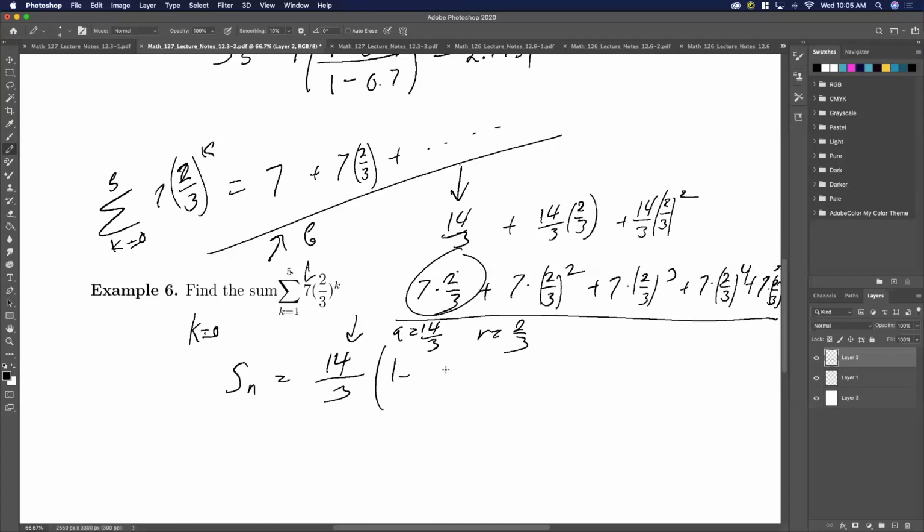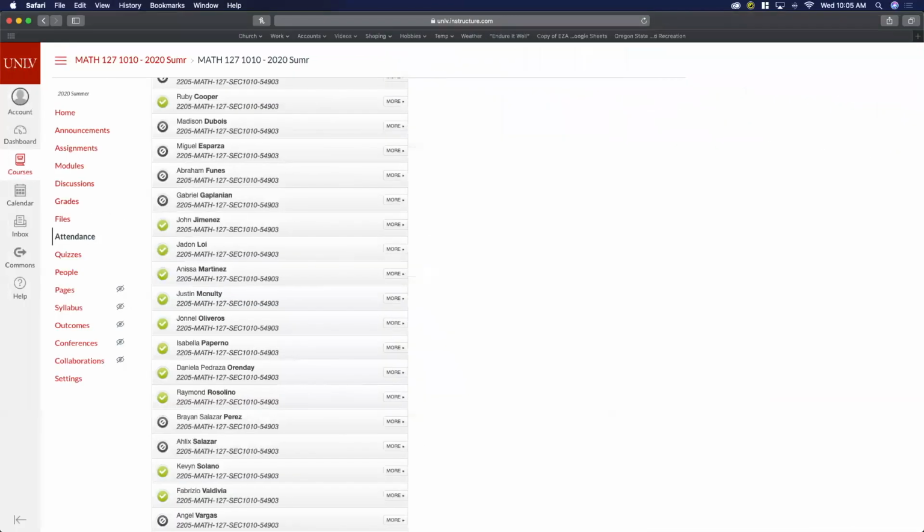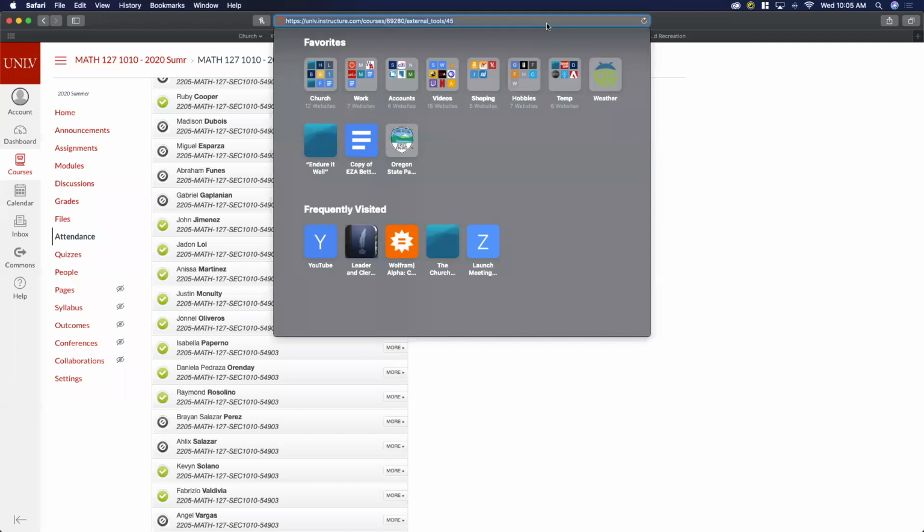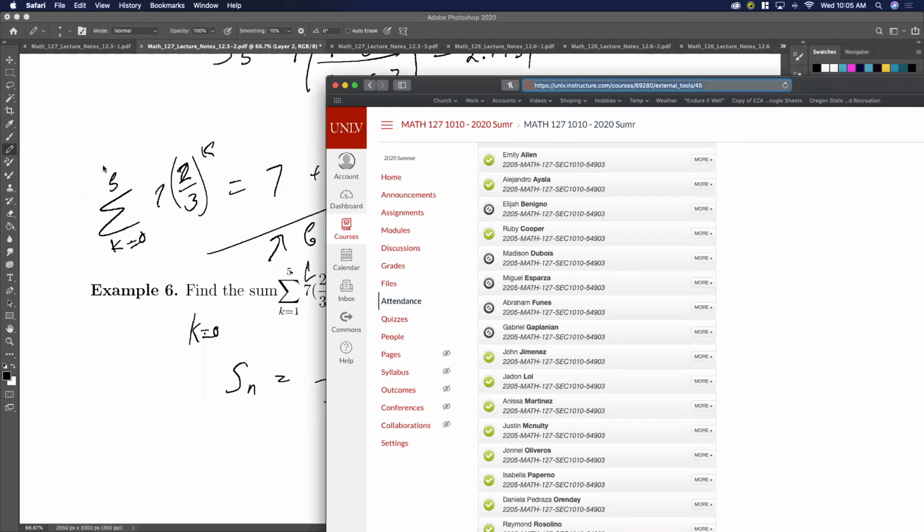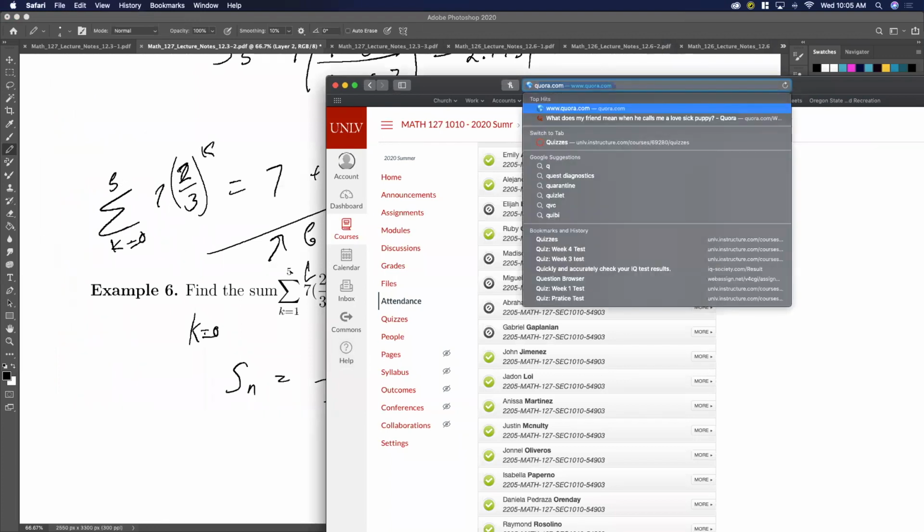So here I'll have 1 minus 2 thirds to the 5th power over 1 minus 2 thirds. And sadly, I need to calculate this one, which is fine. Let's actually type in both because we're there. So I'm actually going to solve this one and this one. So let's go to Wolfram Alpha.